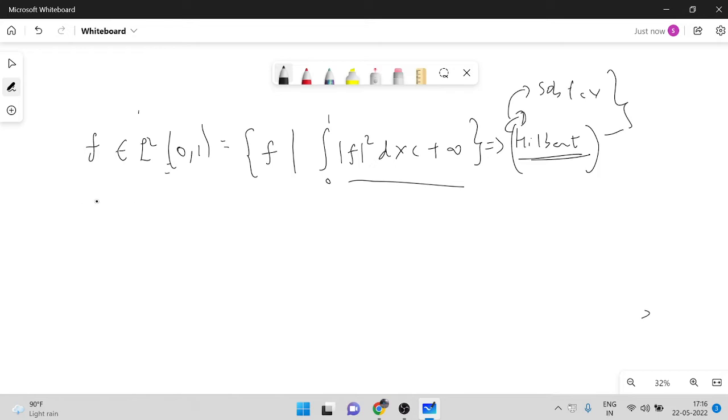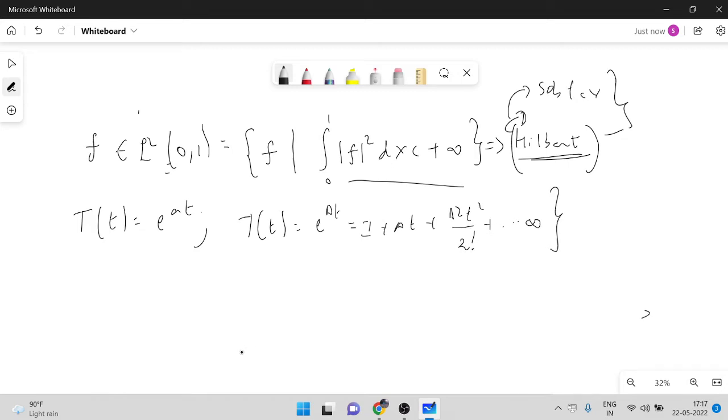Okay. So one example of a semigroup is this. T of t is e power At, A being a scalar, a simple semigroup. So T of t, if A is a matrix, e power At, which equals 1 plus At plus A square t square by 2 factorial plus so on to infinity. This is basically an example of a semigroup, and I will just give one non-trivial example.